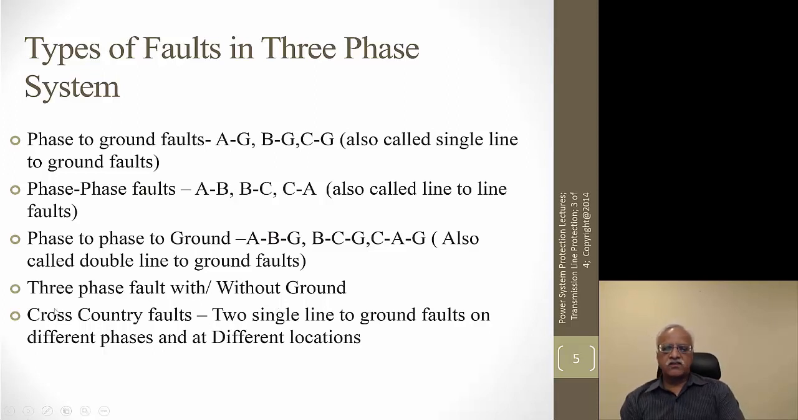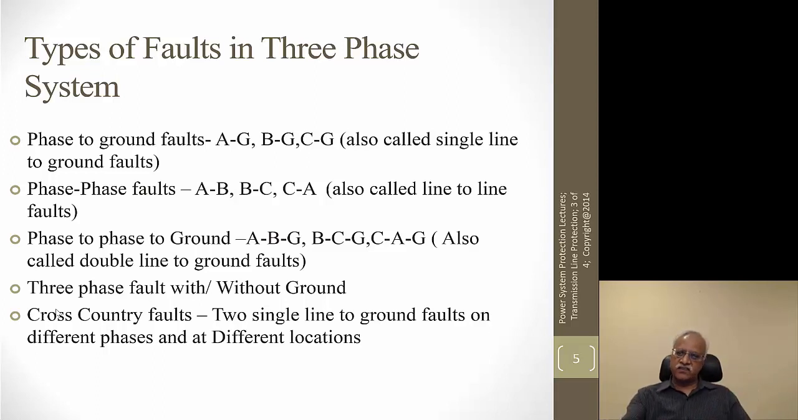There are also what are called cross-country faults. If you look at a grounded system and an ungrounded system, in an ungrounded system, if there is an A to ground fault, the voltages on the other two phases go to line voltages. So this excessive voltage might cause a flashover at some other point. It could be in front of the relay, or it could be behind the relay on some other phase.